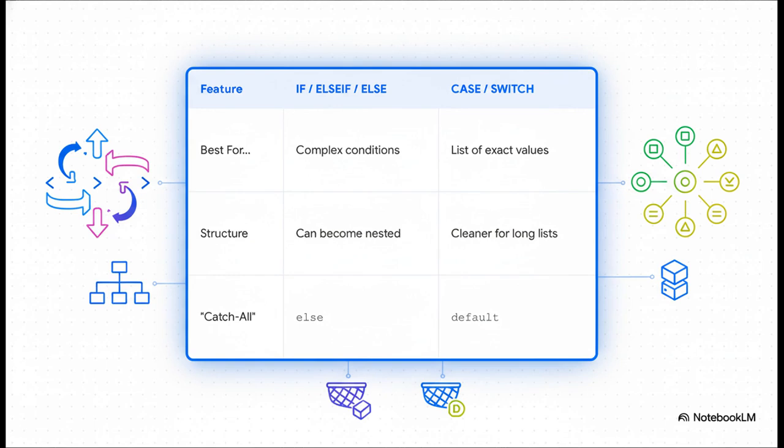This table right here is a perfect little revision summary. Basically, use IF for more complex stuff, when you're using operators like greater than or less than, but use switch when you're just checking one variable against a nice fixed list. Honestly, IF statements can get really messy and nested, while switch is just so much cleaner and easier to read when you have a long list of options. And just remember, else in an IF statement does the exact same job as default in a switch.